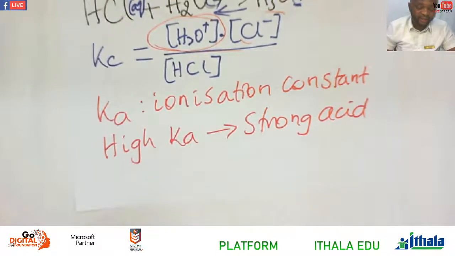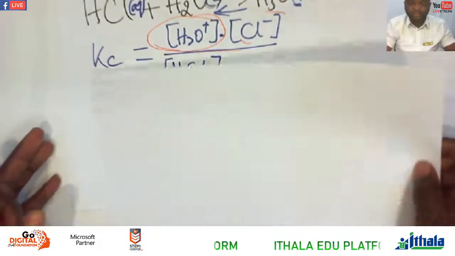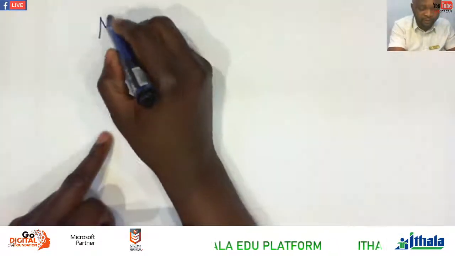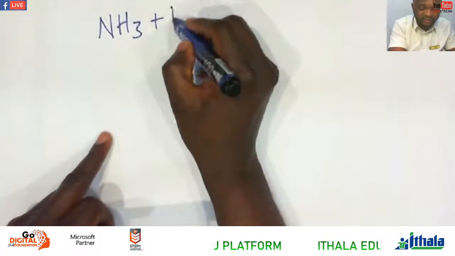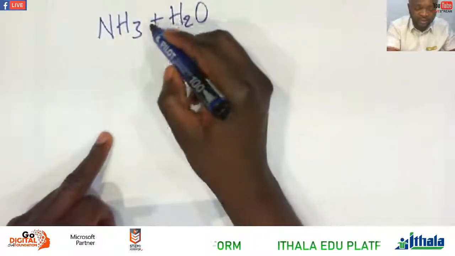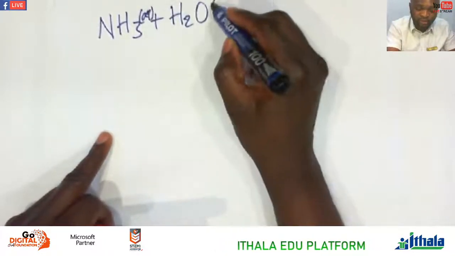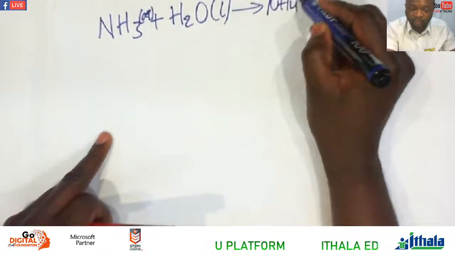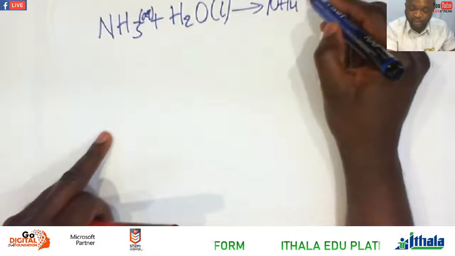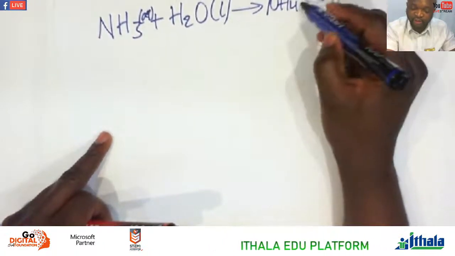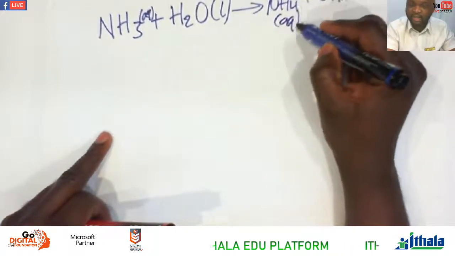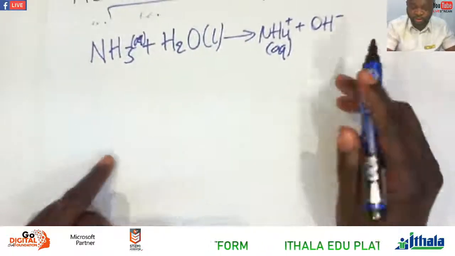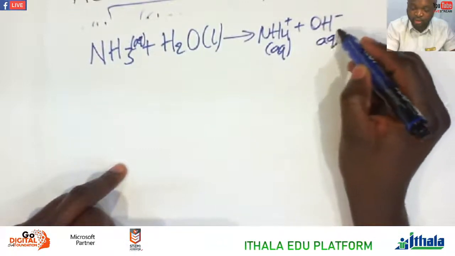Let's talk about a base. The example we can take for the base, let's use NH3 again. NH3 reacts with water, and we know it is an aqueous solution, and water is again in the liquid phase. Then we have NH4 plus plus OH minus. All of them here are what? Aqueous solutions. Right now, it's also an aqueous solution.